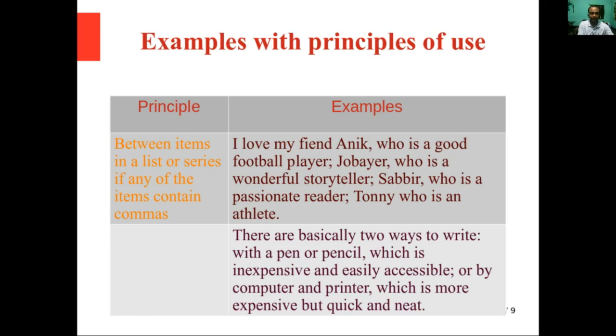So after, there are basically 2 ways to write. With a pen or pencil, we use a comma, which is inexpensive and easily accessible. Here ends the first item in the list, so there we use semicolon. Or by computer and printer, we use a comma, which is more expensive but quick and neat. So see, when the first item ends in the list, we use a semicolon. So that is what we were saying, between items in a list or series, if any of the items contain commas. Okay, let us go on to the next.